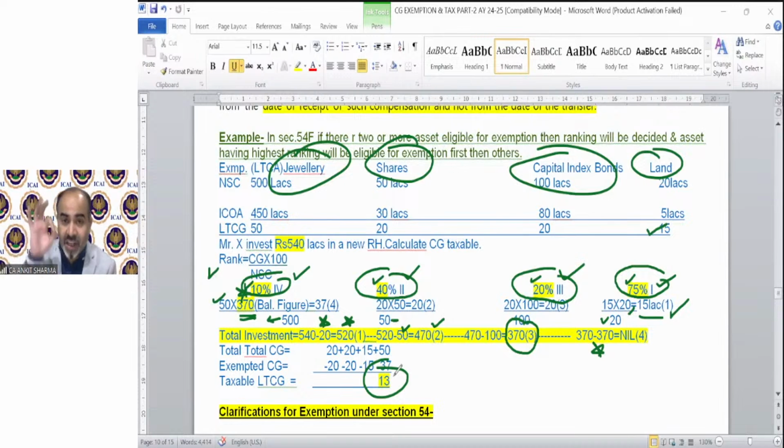Please, I request you all, please try this example after the class once or twice. So this concept of ranking will be clear. This is the best example. In general, in my opinion, there will be 2 assets maximum in the question, but I have made an example of 4 assets. So you will completely understand how to follow the provisions.